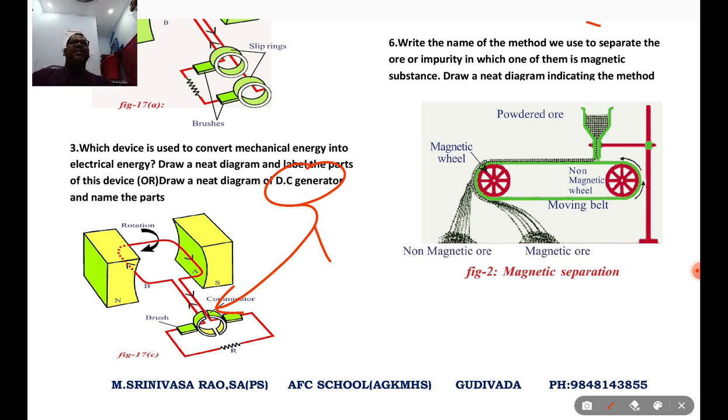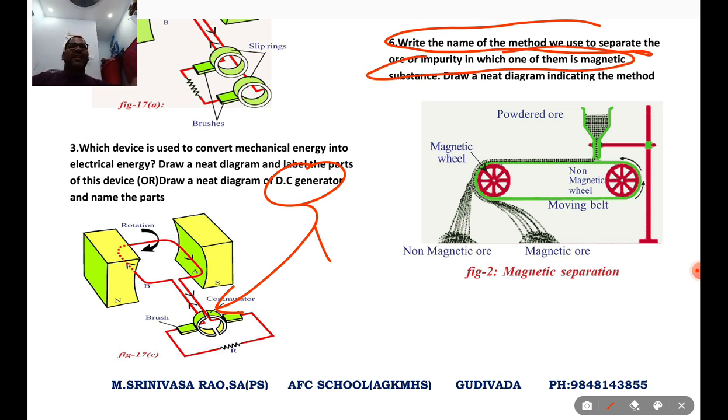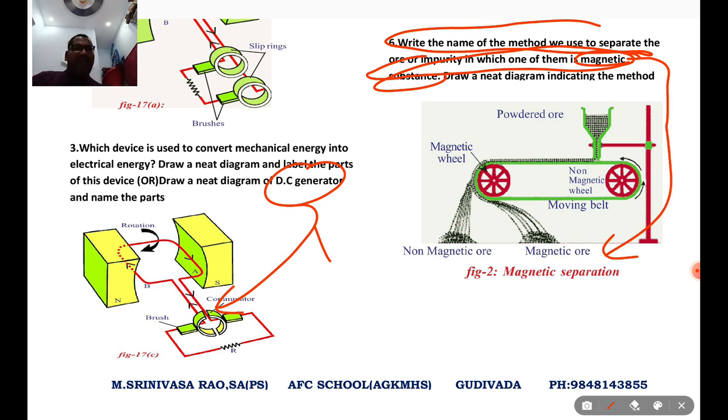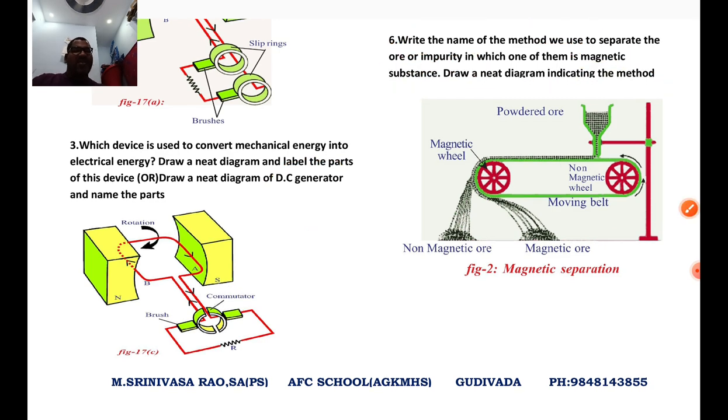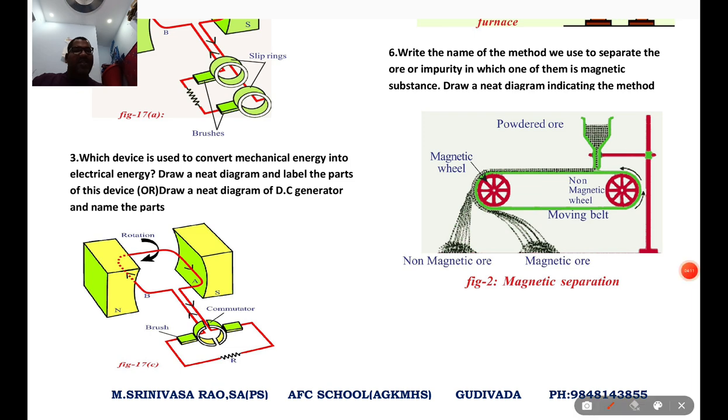And look at here again: name the method we use to separate an ore or impurity which is a magnetic substance. So here, if a magnetic substance ore is given, we'll directly go for the magnetic separation method. So magnetic separation method and labeling the parts. Though he is not asking you to label, he is asking draw the neat diagram indicating the method. Only he is asking to draw the neat diagram, but though he is not asking about labeling, you should draw the labeling. You should explain the labeling also.